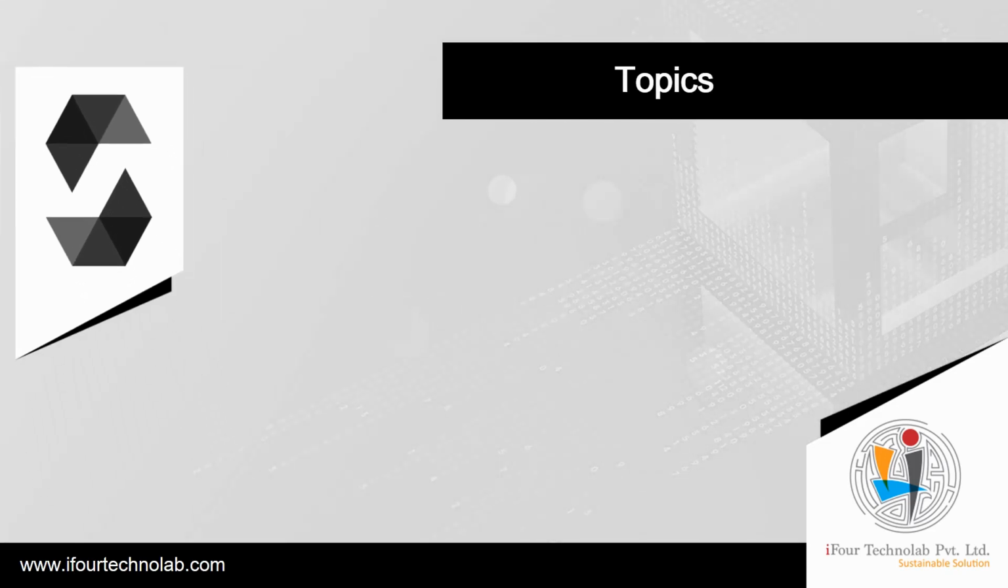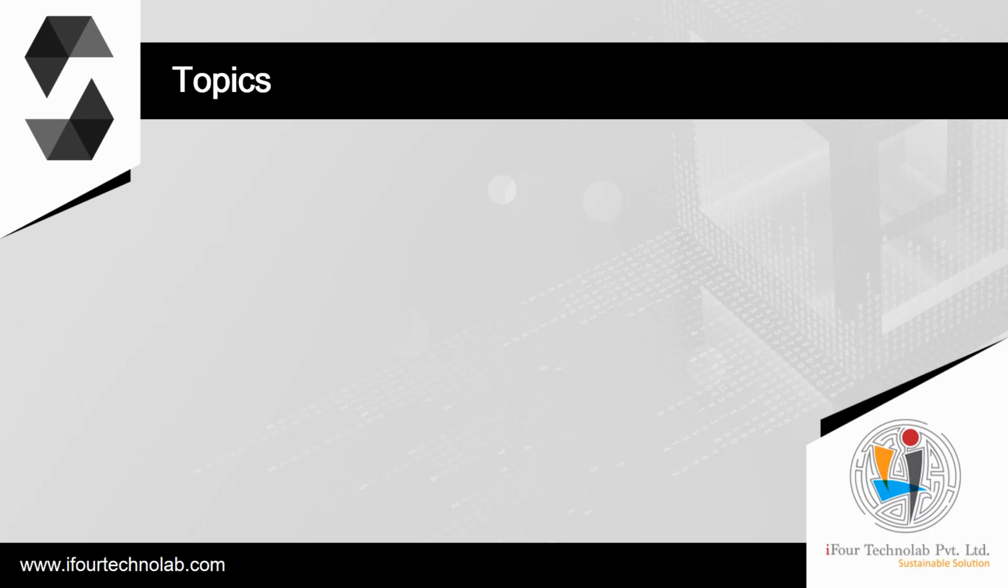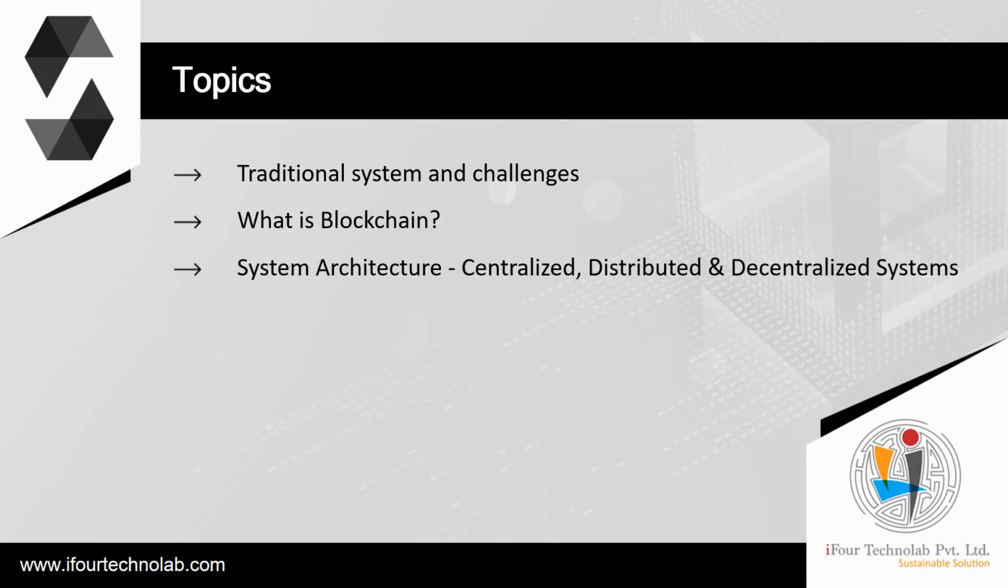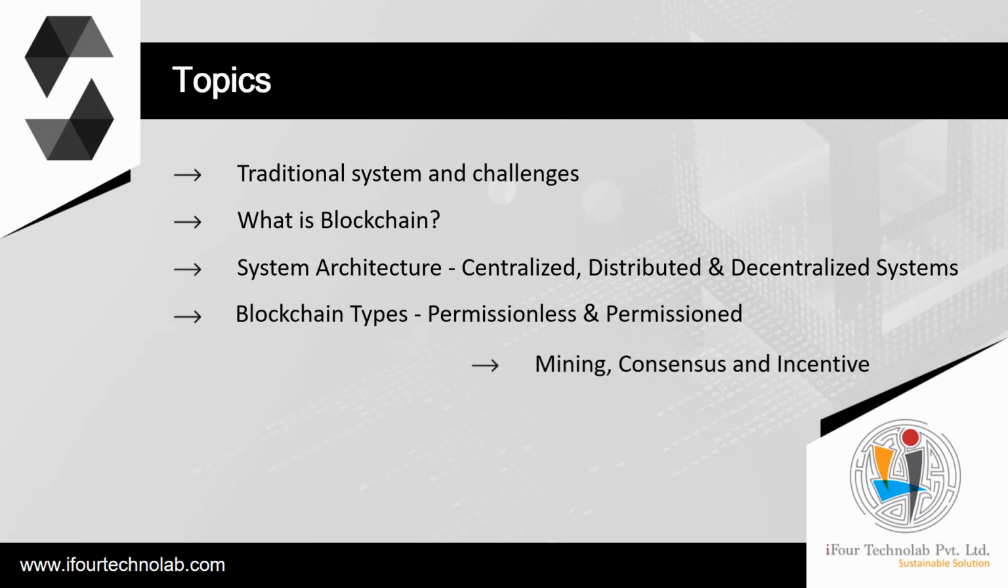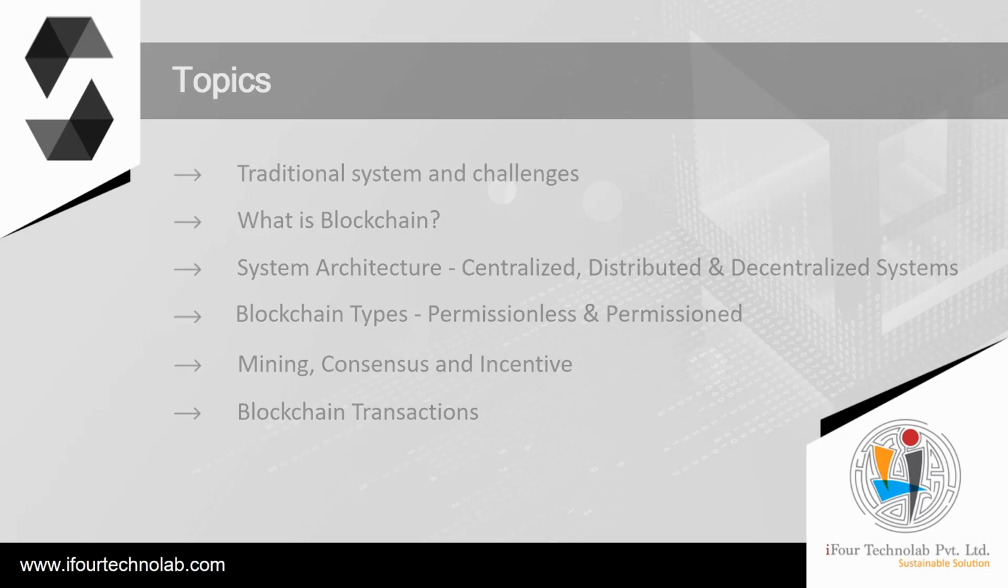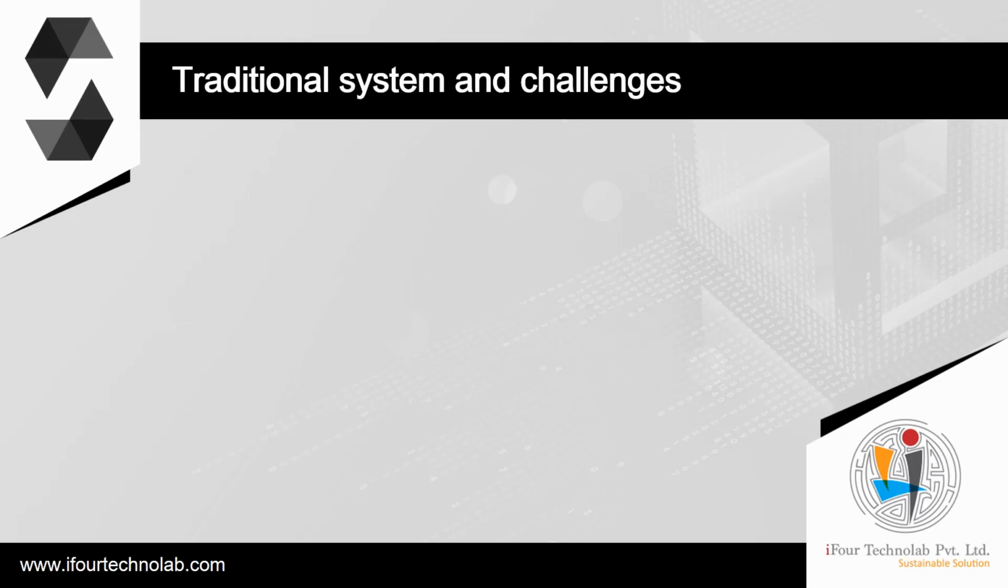We are going to discuss the following topics: traditional system and challenges. What is blockchain? System architecture. Centralized, distributed and decentralized systems. Blockchain types, permissionless and permissioned. Mining, consensus, and incentive. Blockchain transactions. Anecdotes and challenges. Security.